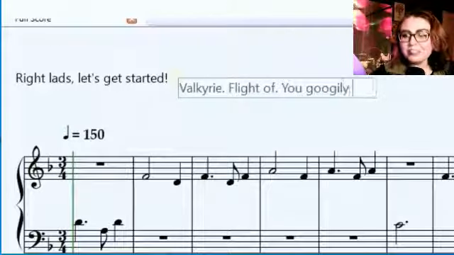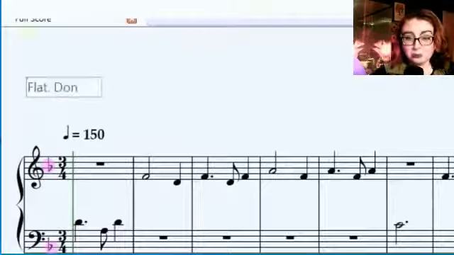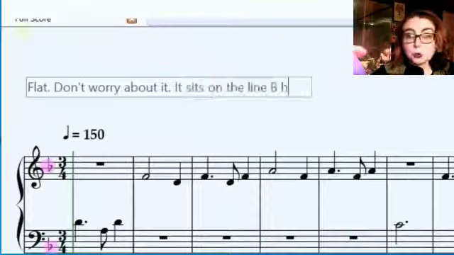Valkyrie, Flight of the Valkyrie, you can google it if you don't know it. But you do know it. It goes do do do do do do do do do do.